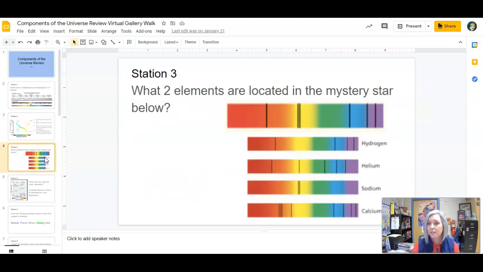Looking at the spectral patterns, remember you just need to match the pattern. So there's two yellow, and then I have a reddish-orange, a blue, and purple. So hydrogen and sodium would be found here.